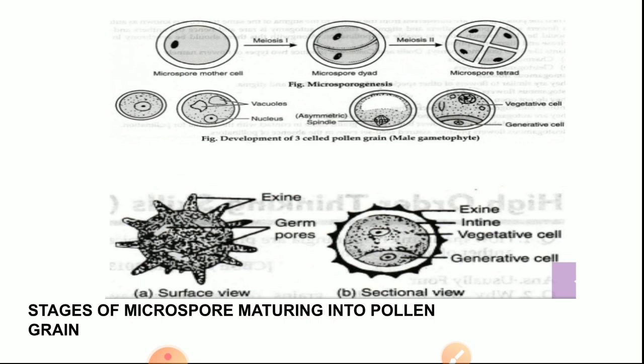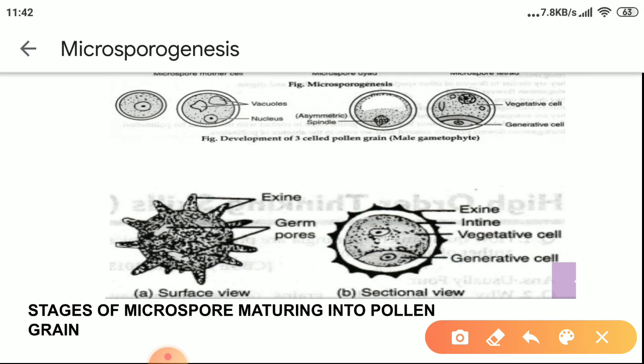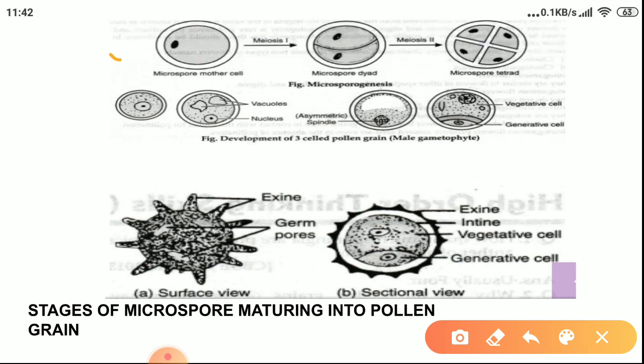In the first diagram here you can clearly see this one depicts microsporogenesis, where microspore mother cell is diploid, it undergoes meiosis and forms microspore tetrad. Tetrad is a group of 4 cells. Here you can see 1, 2, 3, 4 cells. Each cell is haploid now after meiosis, and this process is called microsporogenesis.